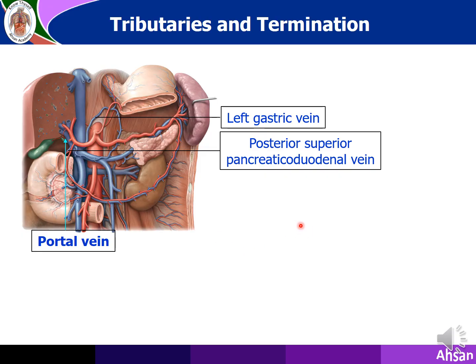It's very variable. Some of them may directly enter into the portal vein, or some tributaries of the portal vein may open into the superior mesenteric vein. So in this area, the venous drainage tributaries are very variable, but these two are mostly opening into the portal vein. So I have mentioned the names of these two.